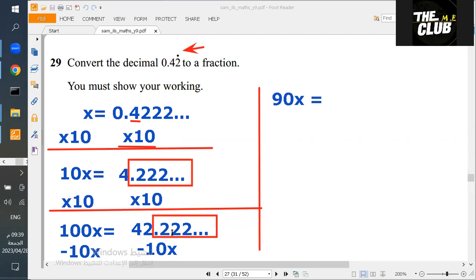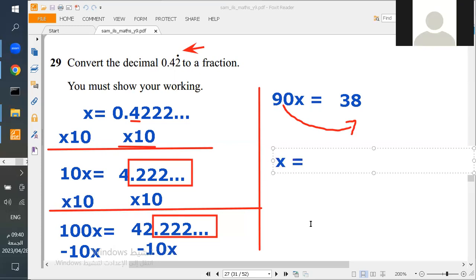Here 42.222 minus this one, which is 10x, 4.222, leaves 38. 42 minus 4 leaves 38. Yes, 38. Now what do I do? Take the 90 to the other side. What do I divide? It will be x equals what? 38 over 90.